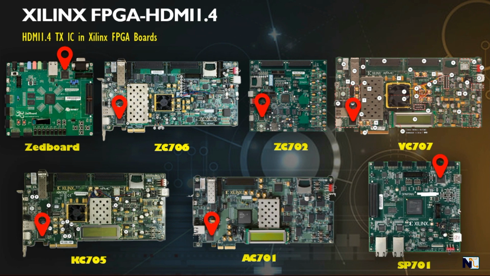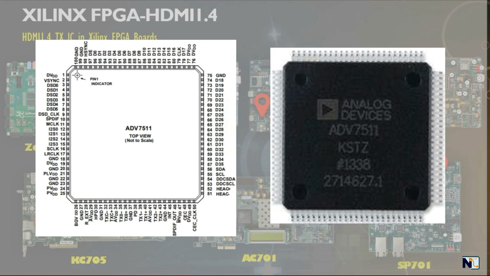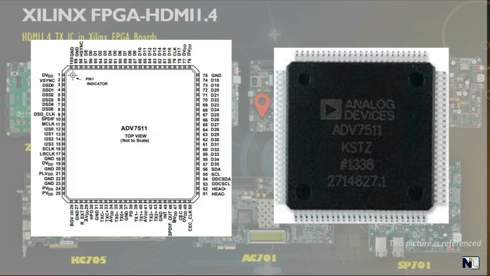HDMI 1.4 in Xilinx FPGA boards: the Xilinx FPGA development boards implement the HDMI 1.4 standard using mostly Analog Devices HDMI ICs. These ICs are the ADV7611 and ADV7511. If you notice, Xilinx FPGA boards mostly have HDMI output interfaces, and ADV7511 HDMI ICs are already there. You must not get confused with HDMI 2.0 and HDMI 1.3. If you are wondering why Xilinx FPGA boards are using Analog Devices ICs, this is because Analog Devices offers Linux drivers so that Xilinx customers can leverage the Xilinx tool to develop Linux applications.